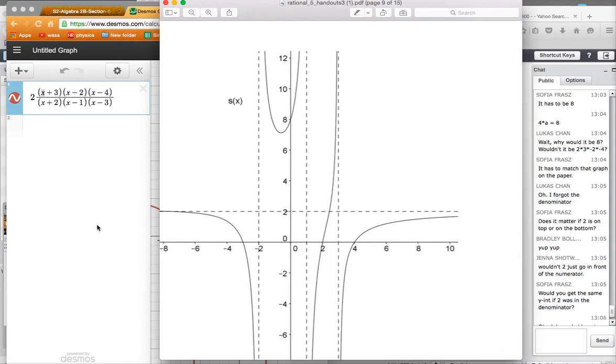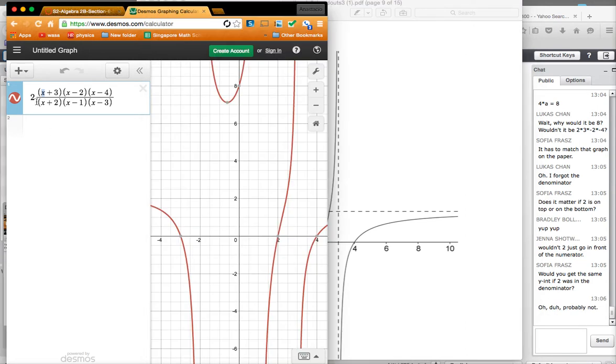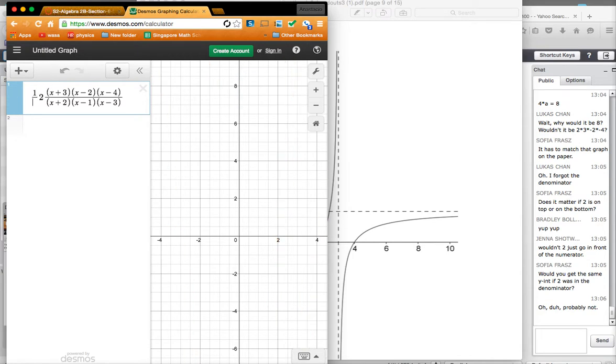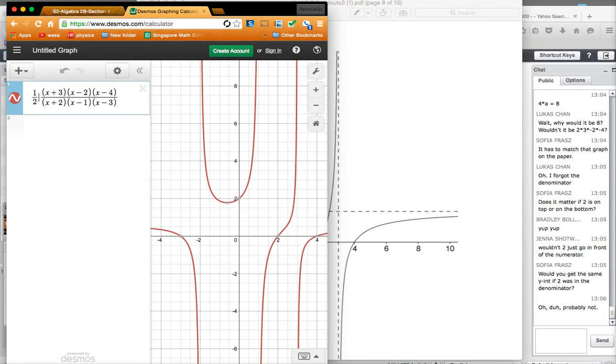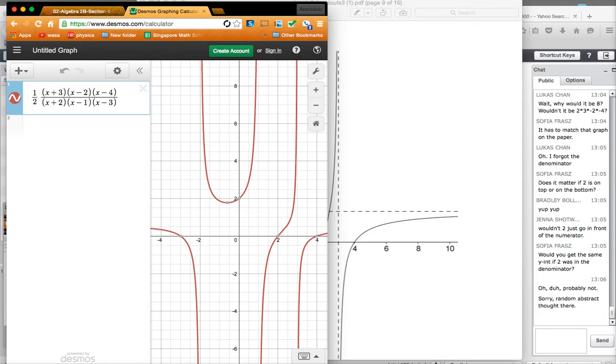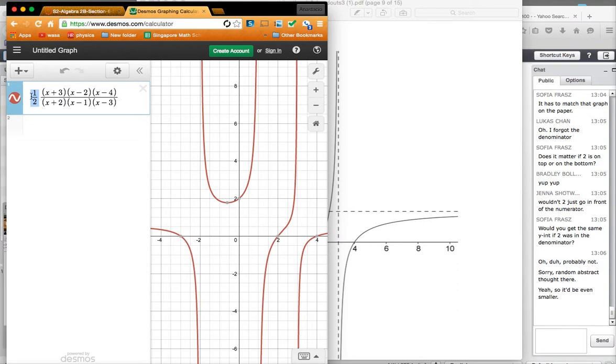Why would you get the same y-intercept if the 2 was in the denominator? My answer is you wouldn't get the same y-intercept. If the 2 were in the denominator, it would be like having a 1/2 as your A. And we know that when you have a fraction as your A, it vertically compresses the graph. So it would actually go from a 4 to a 2. You would have the same x-intercepts though, -3, +2, and +4. And you would have the same vertical asymptotes, but your y-intercept would change. We're vertically stretching this thing.